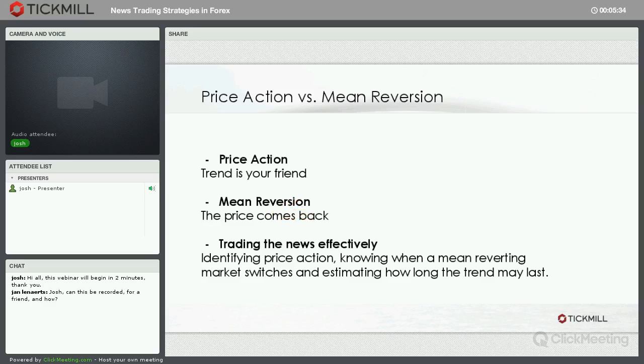Mean reversion is what the market does when there is no new information that needs to be priced into the asset class. Let's say we're discussing Euro-US dollar. The Euro-US dollar will stop going up or down in a trend. It will actually range between support and resistance levels when there is no meaningful news flow in the market. When news enters the market, a repricing process happens, and this is what causes the price to shoot up or down. Effectively, trading news requires you to identify price action quickly, right?